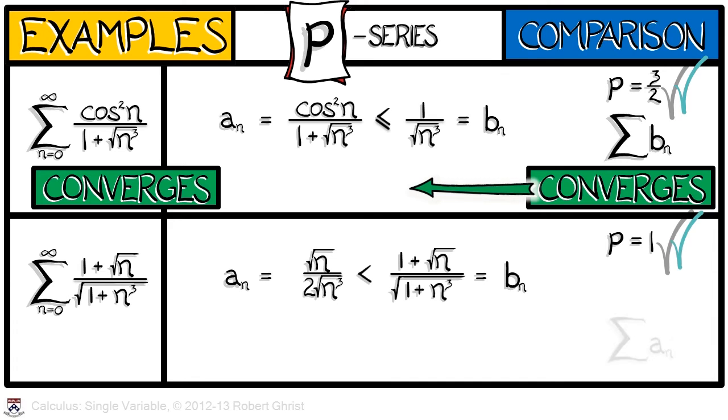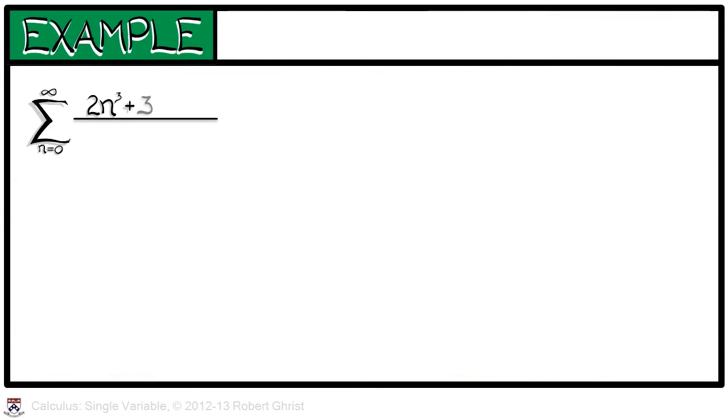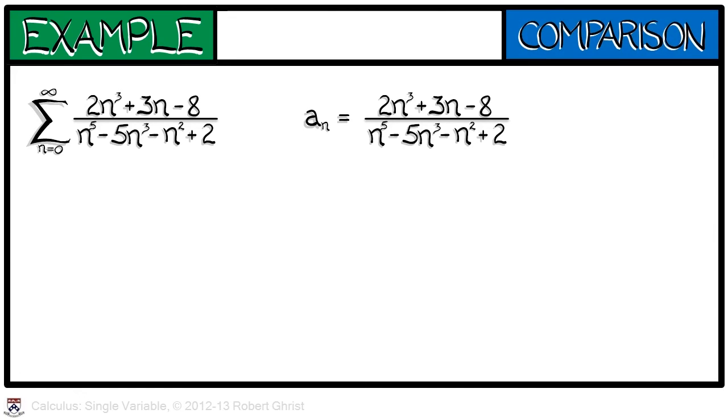Since the a terms give us a p series with p equals 1, the a series diverges, and thus the b series diverges as well. Now, another example leads us to some complexity. If we let a sub n be 2n cubed plus 3n minus 8 over n to the fifth minus 5n cubed minus n squared plus 2, then what are we going to choose when we try to do the comparison test? Well, we need to bound the numerator from above.